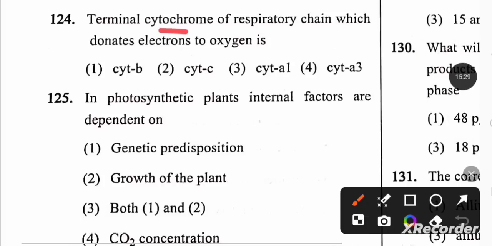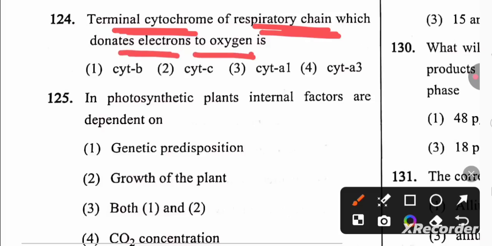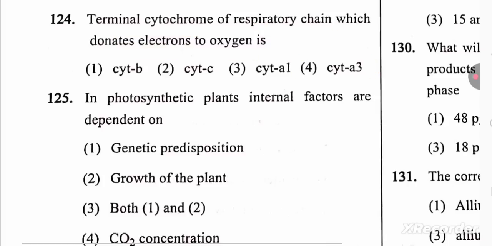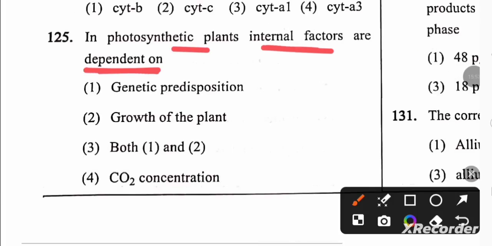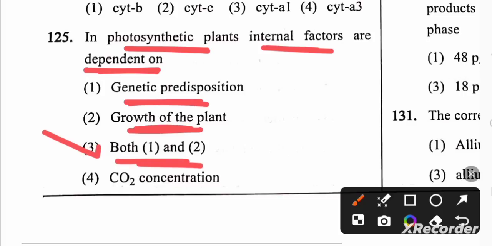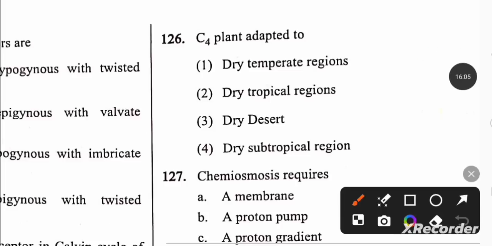The terminal cytochrome of the respiratory chain in the electron transport chain, the one that donates electrons to oxygen, is cytochrome a3. Cytochrome a3 is the right one. In photosynthetic plants, the internal factors depend on genetic predisposition and growth of the plant. So both 1 and 2 are the right ones. In the next question, C4 plants adapted to dry tropical regions.